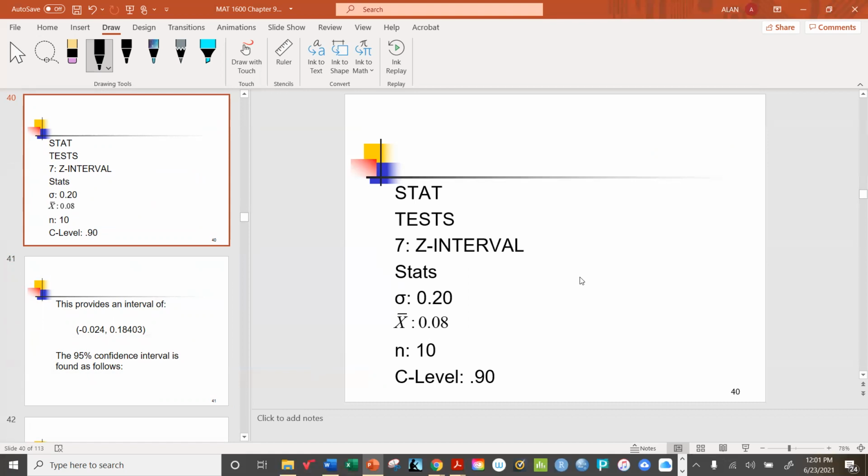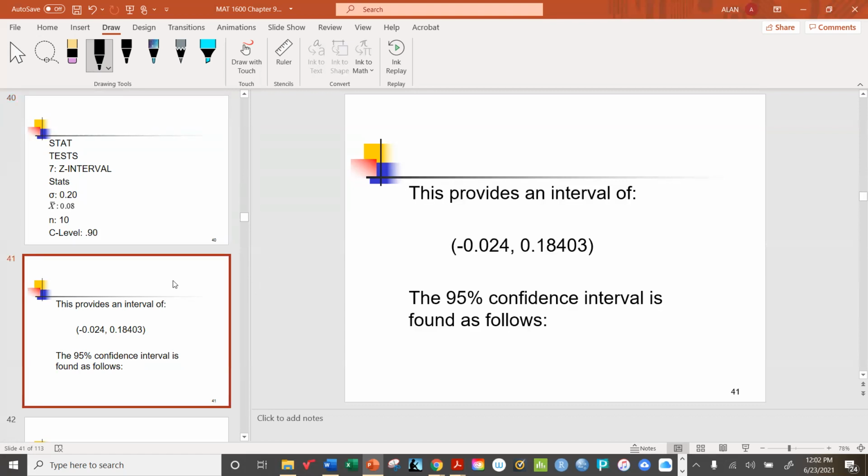All right, go down to number 7, Z interval, and look what it does. Oh, one more thing. When you get there, there's two more menus, data or stats. Make sure you use stats. So then you plug in the numbers. Remember the standard deviation was 20%. X bar was 8%. Sample size was 10. C level obviously means confidence level. So hit that button and then calculate. And you'll notice that's exactly the same as what we did before when we did it by hand. Well, that's good to know. So look how easy that was. All that work we did before can be replaced with this wonderful calculator.